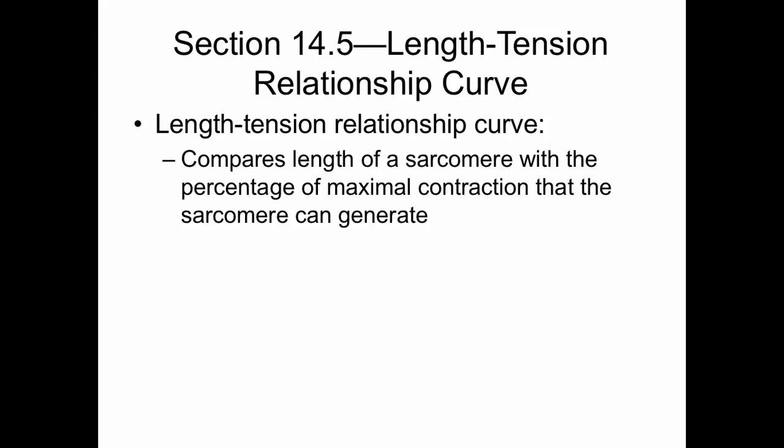Now let's look at the concept of a length-tension relationship curve. The length-tension relationship curve compares the length of a sarcomere with the percentage of maximal contraction that the sarcomere can generate. Because a muscle is composed of many sarcomeres, the relationship between the tension and the length of a sarcomere can be extrapolated to the relationship between the length and tension of an entire muscle.